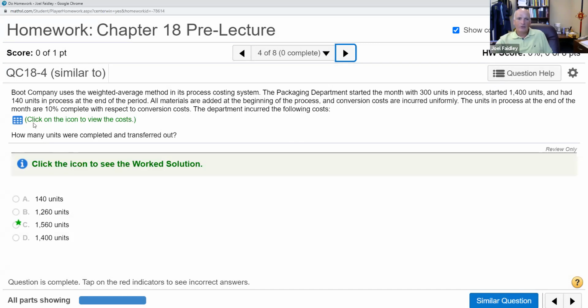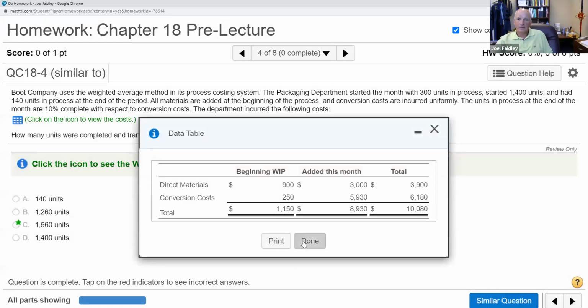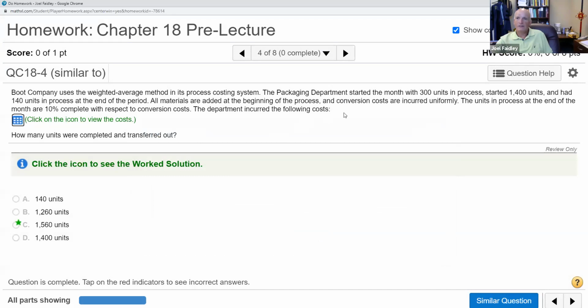Number 4, here we have a question about units. You don't need costs. I don't know why they even put that there. I guess to confuse you. Started the month with 300 units, started 1,400, so we've got 1,700 units and had 140 in process at the end of the period. So 300 plus 1,400 is 1,700, minus 140 is what? 1,560. Now that's that same algorithm. Beginning inventory plus purchases, goods available, minus ending inventory is your cost of goods sold. Very similar. Units.